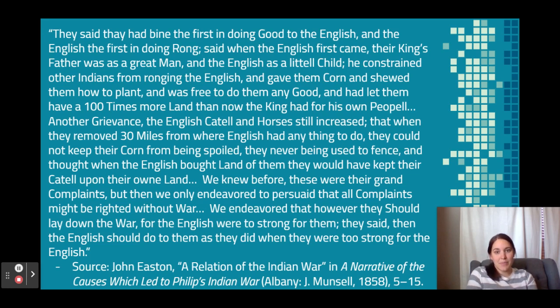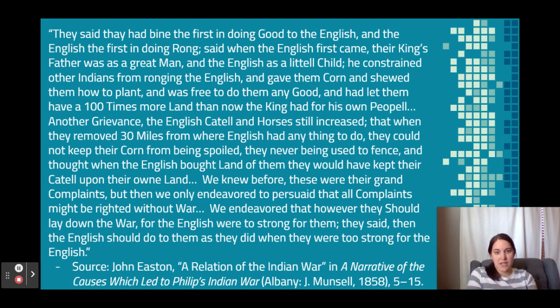They said they had been the first in doing good to the English, and the English were the first in doing wrong. They said when the English first came, their king's father was a great man, and the English as a little child. He constrained other Indians from wronging the English, and gave them corn, and showed them how to plant, and was free to do them any good, and he had let them have 100 times more land than now the king has for his own people.